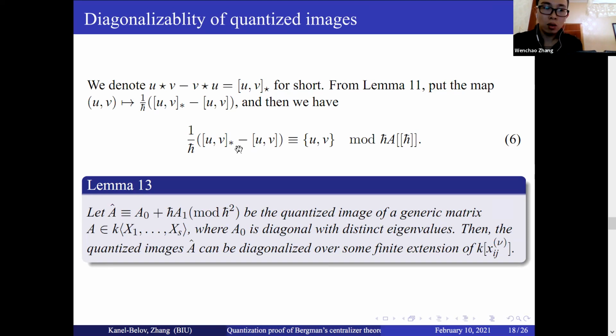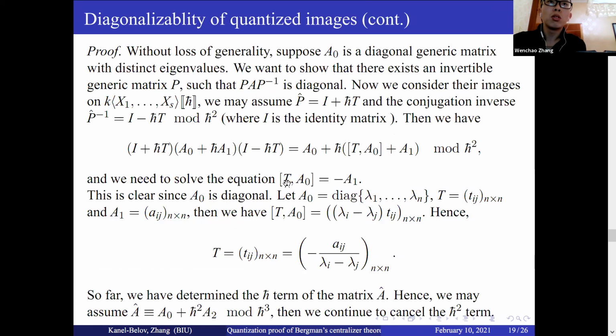Since we already know there's the generic matrix, which is non-scalar, if A is a non-scalar element for the generic matrix, then A is diagonalizable over some finite extension. Then we also show that after quantization, the A hat can also be diagonalizable over some finite extension. So this is important. You can show the proof.